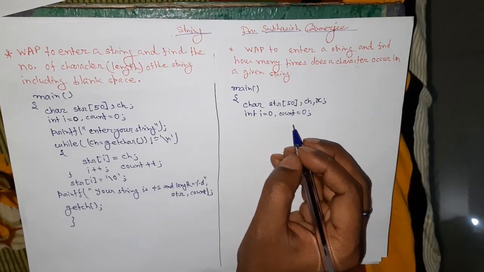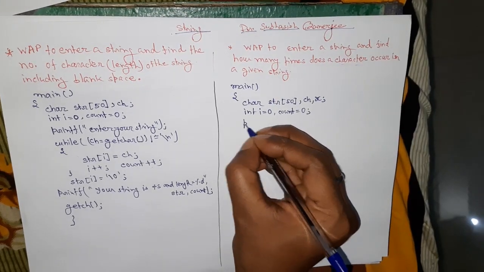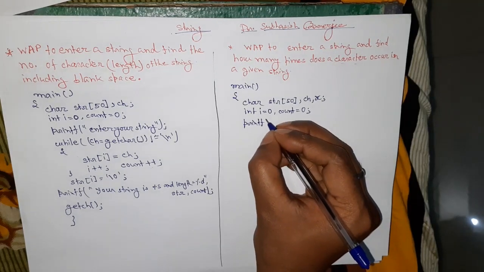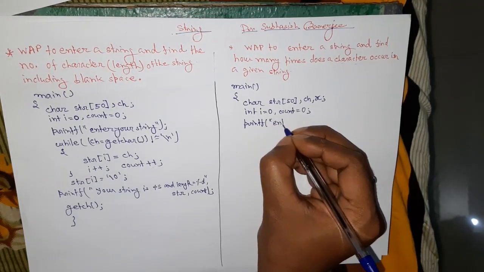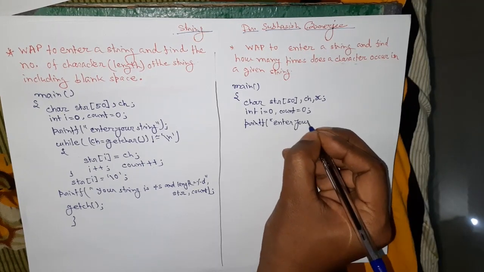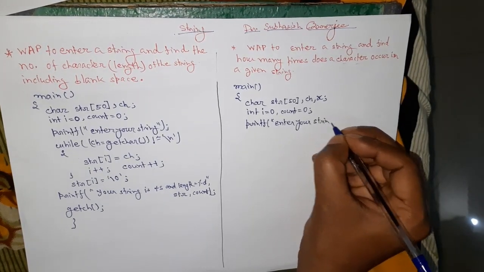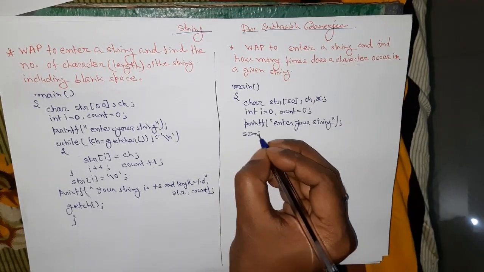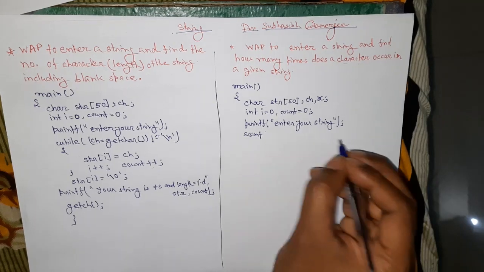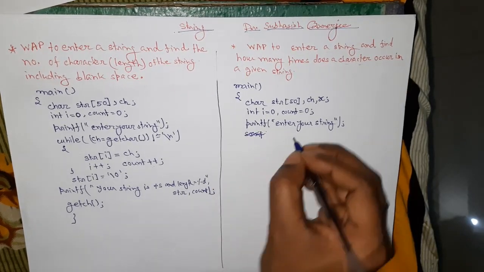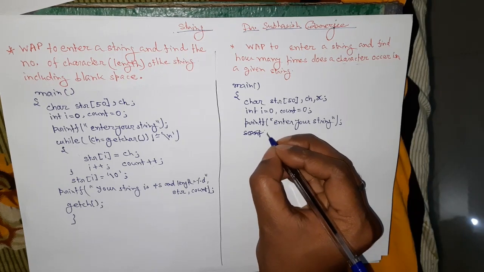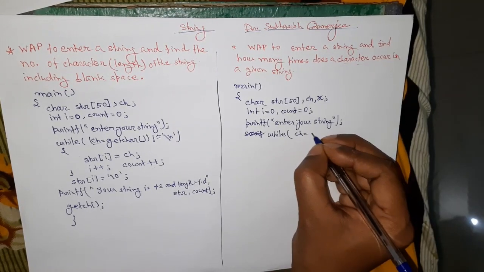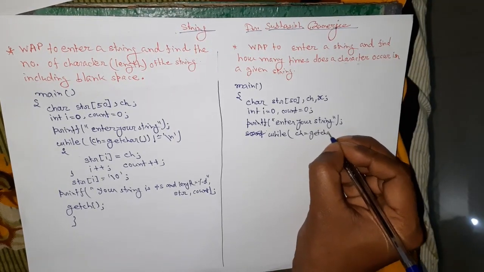So here we'll have to create your string first. So you may ask the user with printf. First, our intention is to create your string, so let's have printf "enter your string" to read the whole string. Either we can use scanf, but as we know, we cannot use scanf because scanf cannot read the blank space. So it's better to use getchar. So let's have while ch equals getchar.